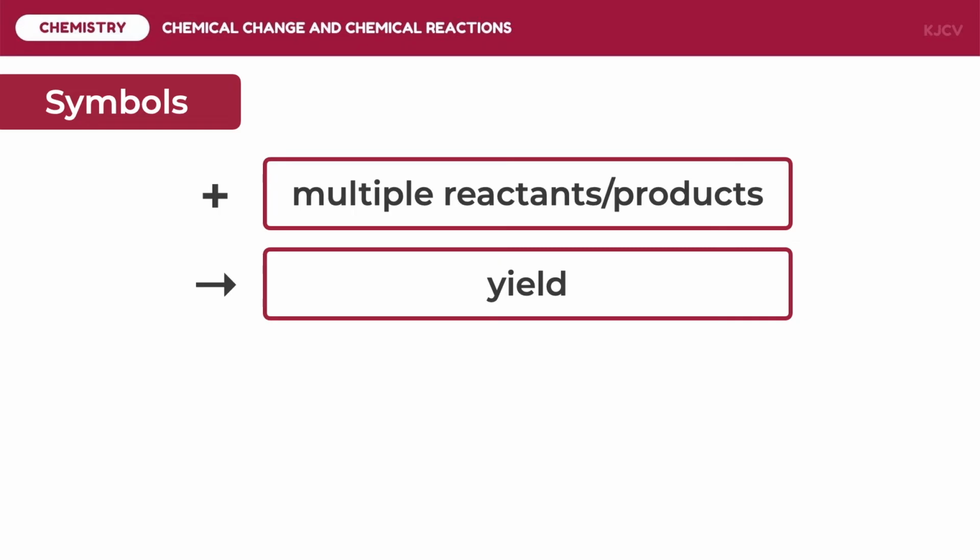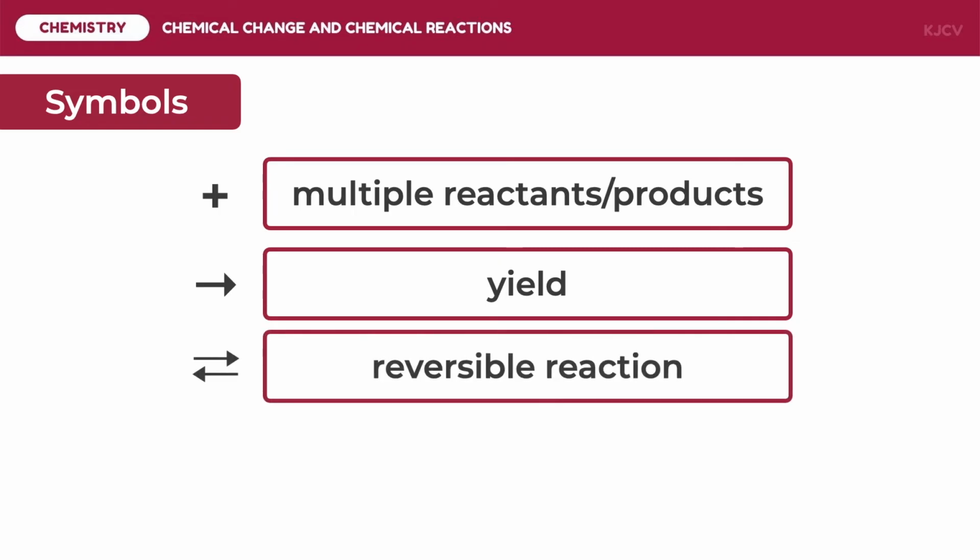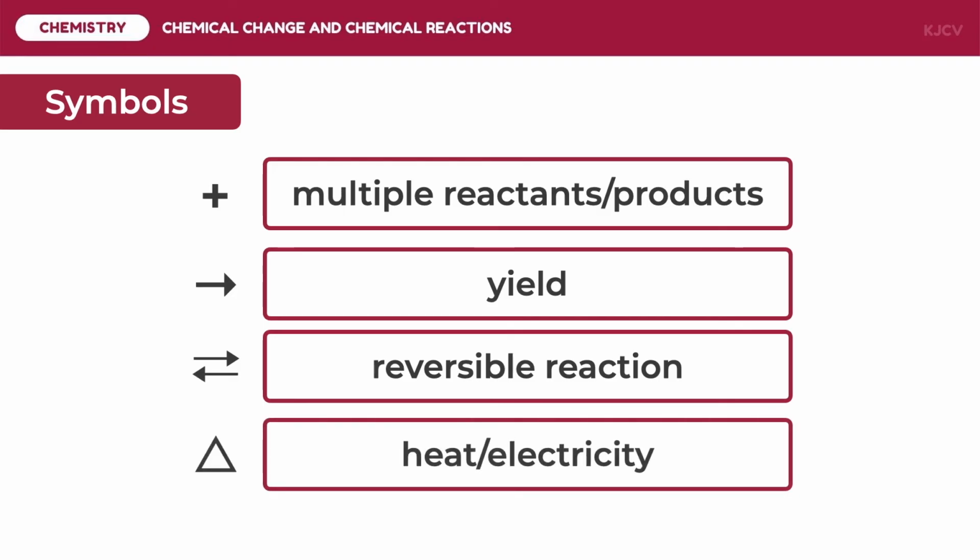product side. A double-headed inverse arrow means that the reaction is reversible. This means that the product side may also lead to the formation of the reactants, given that the conditions of the reaction are met. Next is a triangle sign placed above the arrow sign. This means that heat or electricity is used to proceed with the reaction.